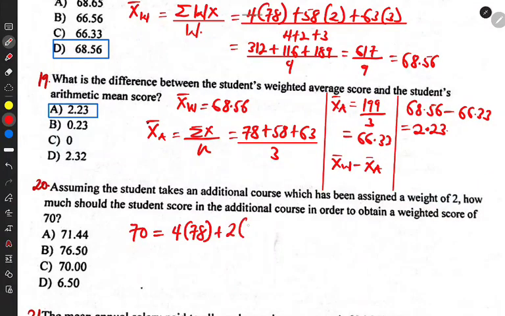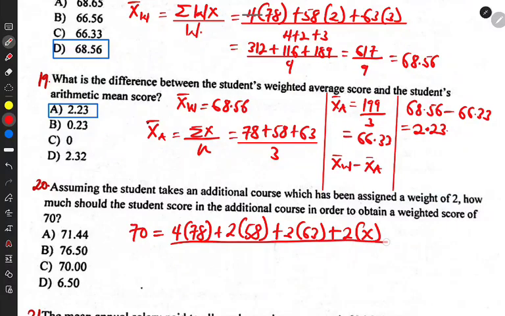Plus 2 by what? 58. Remember, multiplication is commutative. 2 by 58 or 58 by 2 is the same thing. So let's take note of that. Then plus 3 by what? 63. Okay, 63. Since we have an additional course with a weight of 2, but we don't know the mark, we use the x to represent the mark of the additional course.